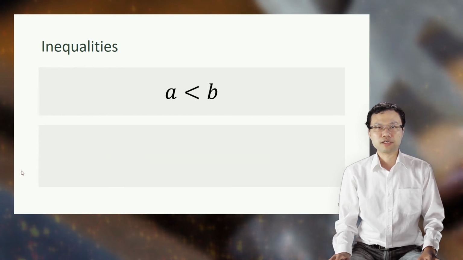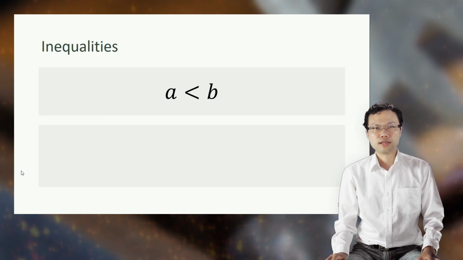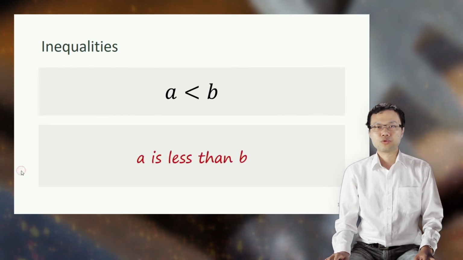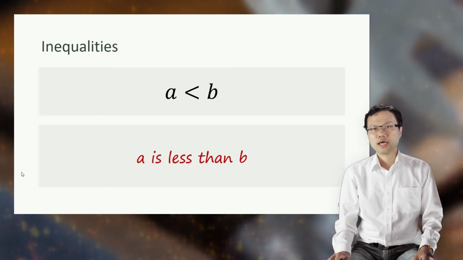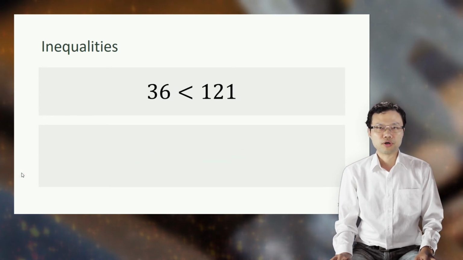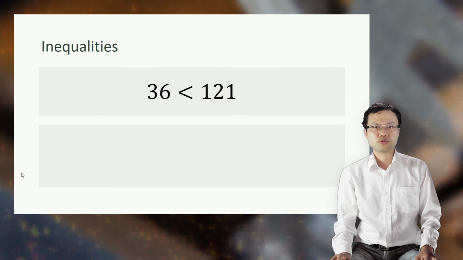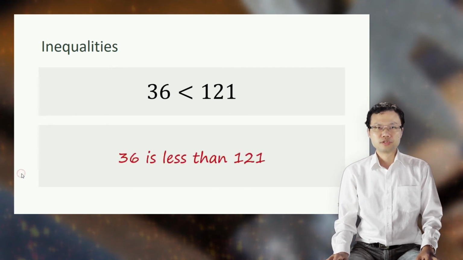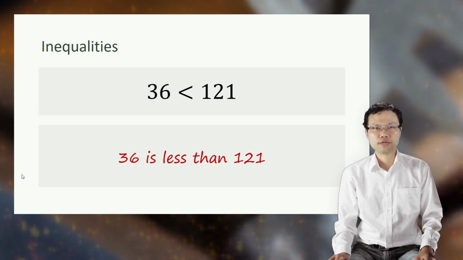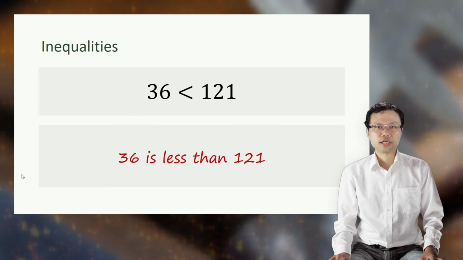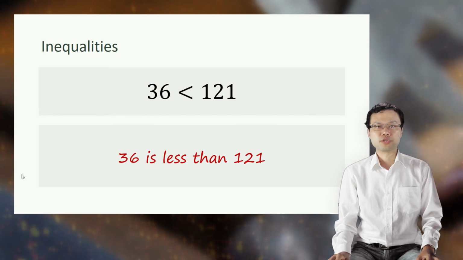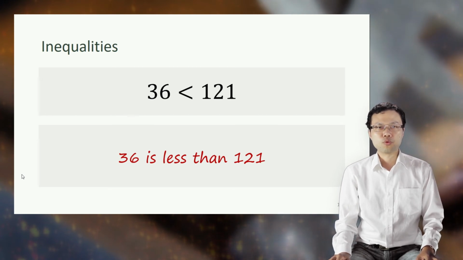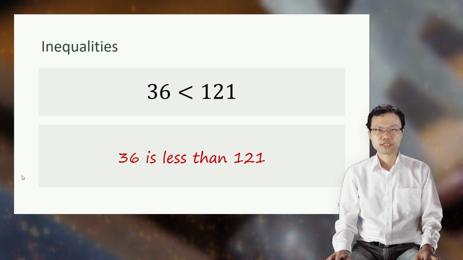The second type of inequalities is less than. We read such a relation, A is less than B. For example, compared to 121, 36 is a smaller number. So we say 36 is less than 121. On the other hand, this is equivalent to the relation 121 is greater than 36.